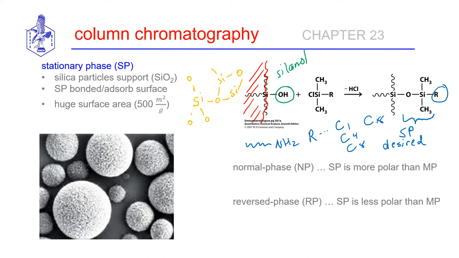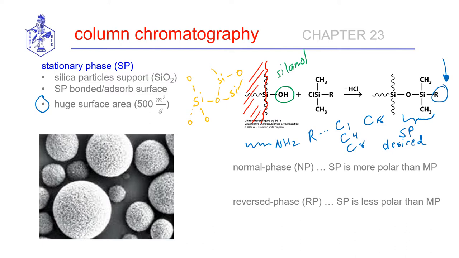So the R group, we can design the stationary phase to have any property based upon the property of this R group that we chemically attach to the silica surface. The reason that silica is a wonderful support material is that the particles have a huge surface area. So this is where we get that huge number of exposures to the stationary phase and the mobile phase.